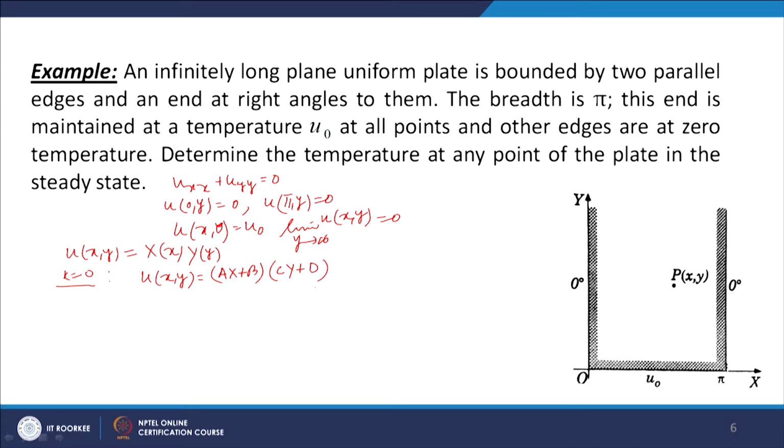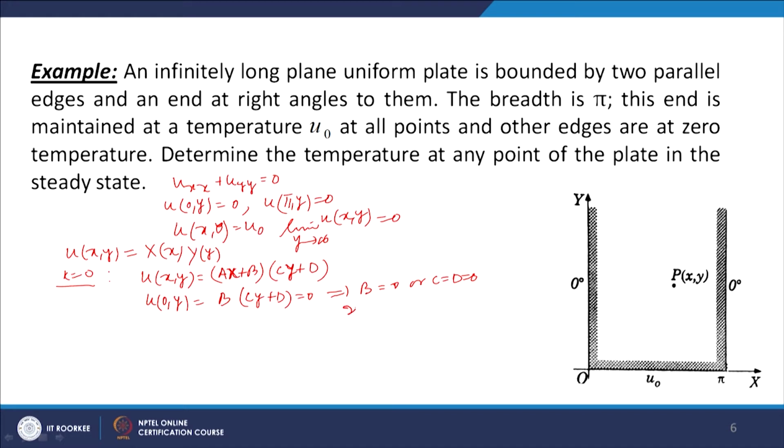Now, what happens when you take x equal to 0? Let us apply the boundary conditions. So, u(0, y) is equal to, x equal to 0 means b times (c y plus d). This is equal to 0 when x is equal to 0. Now, this means that either b equal to 0 or c equal to d equal to 0.